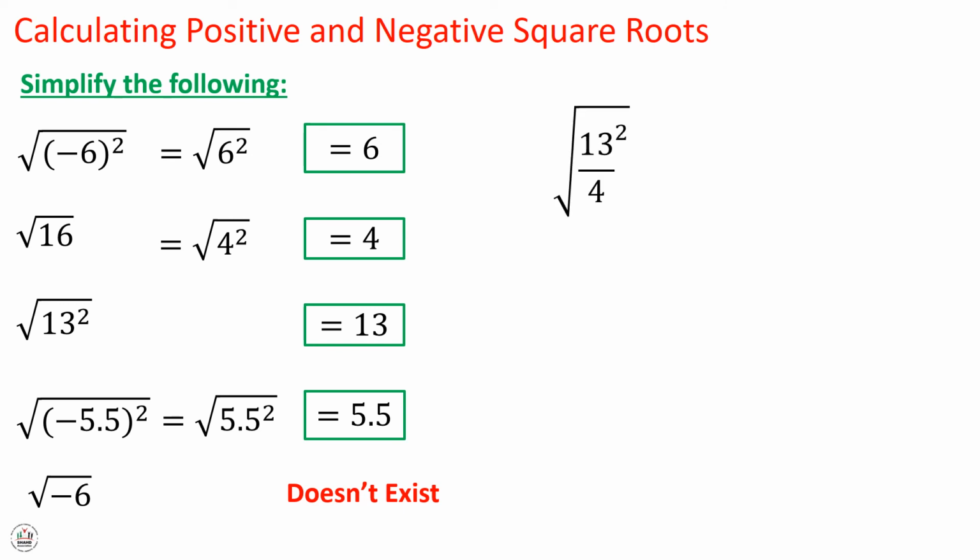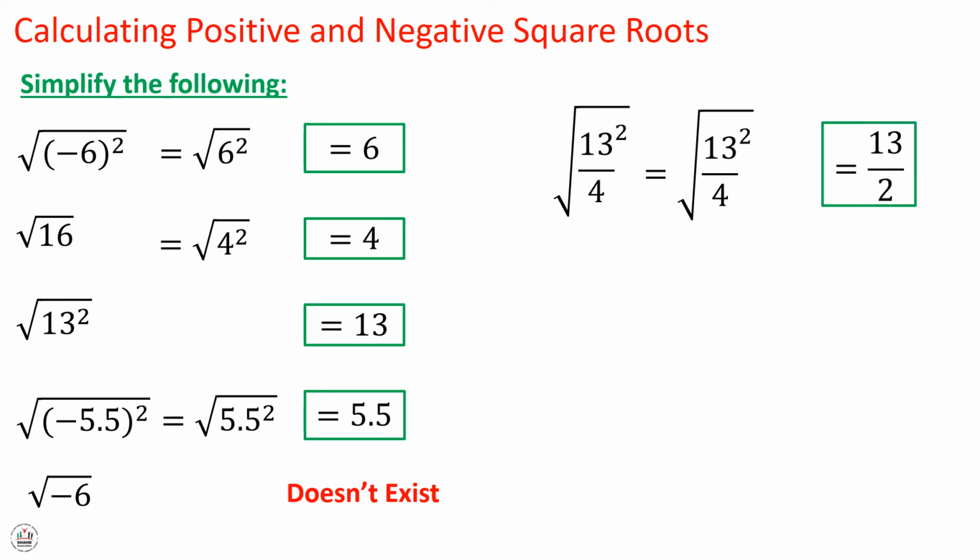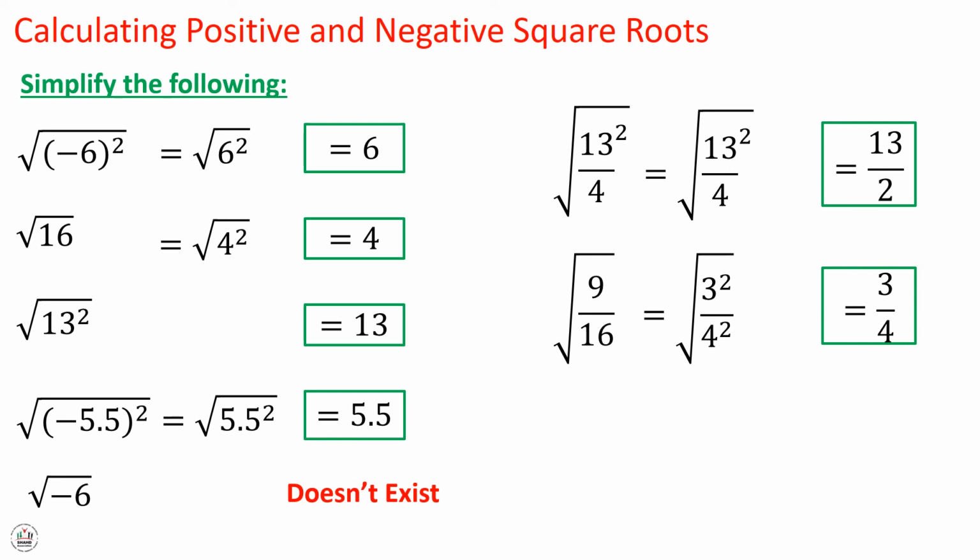√(13²/4). So first you should simplify the numerator and then the denominator. √(13²) equals 13, and you can take 4 out of the radical as 2. So the answer is equal to 13 over 2. √(9/16). Again, you can take 9 out of the radical as 3 and 16 out of the radical as 4.